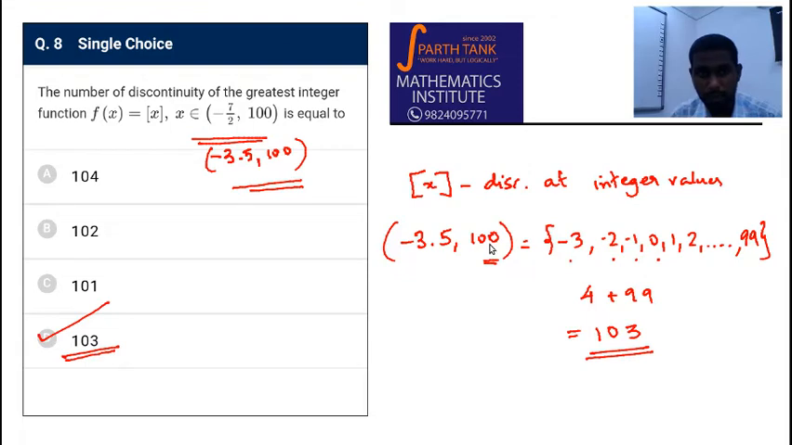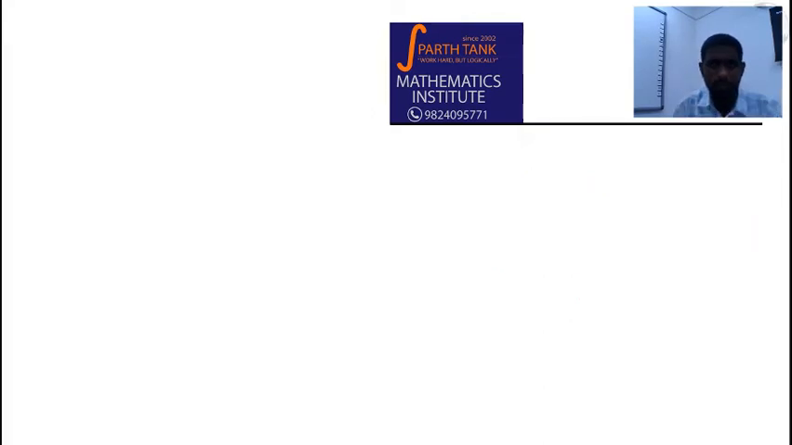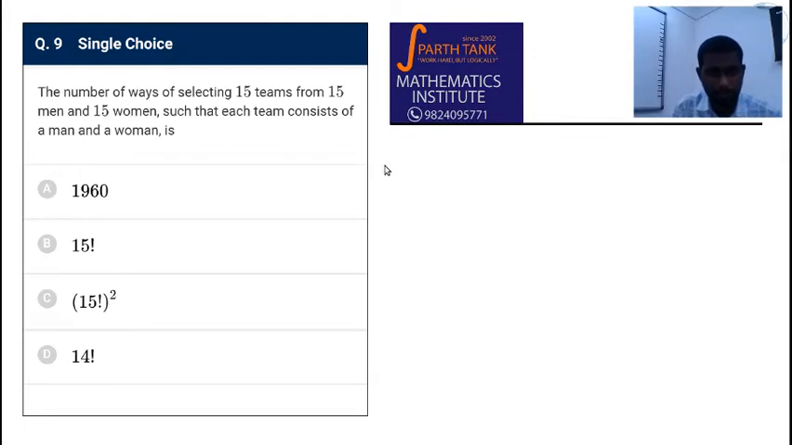Be careful, don't include 100. That would give you 104 discontinuities, and there is an option like that. You're bound to make a mistake. Be careful of the open interval 100. Let us move on to question number 9.